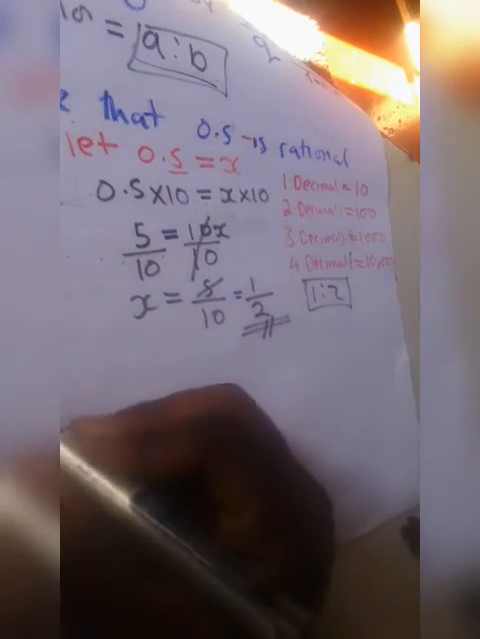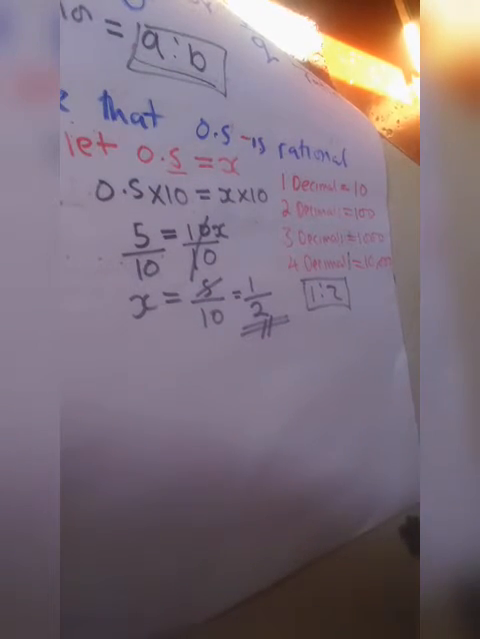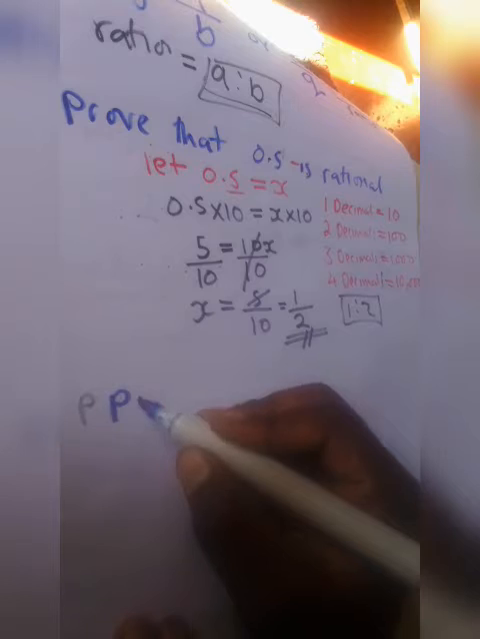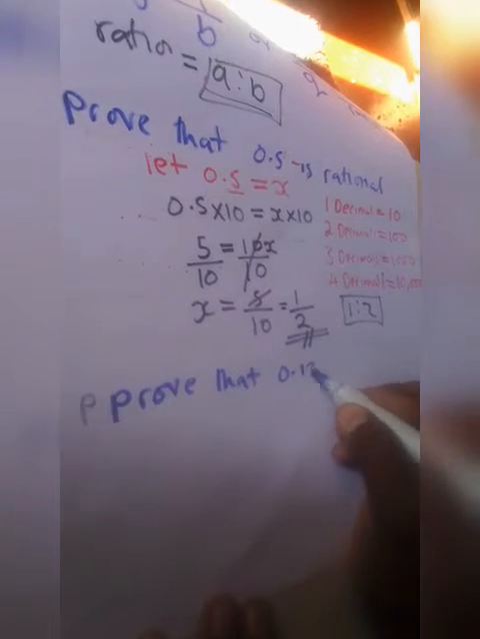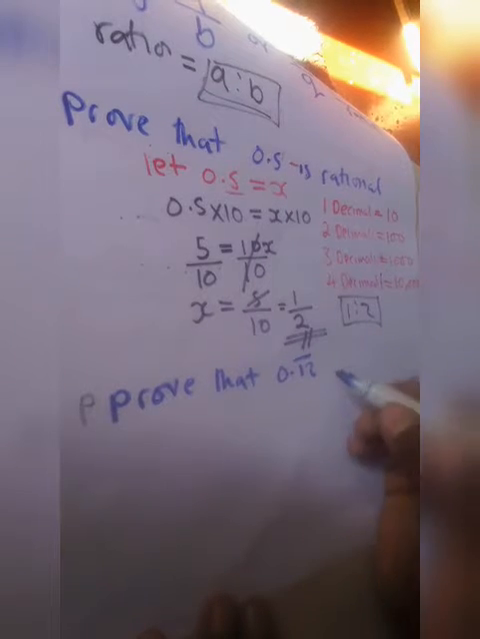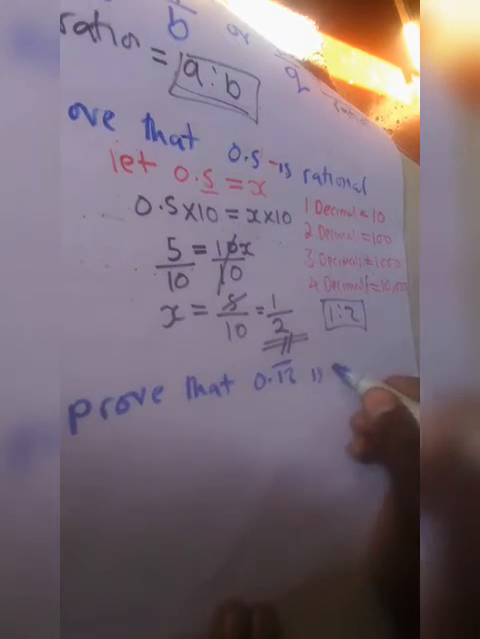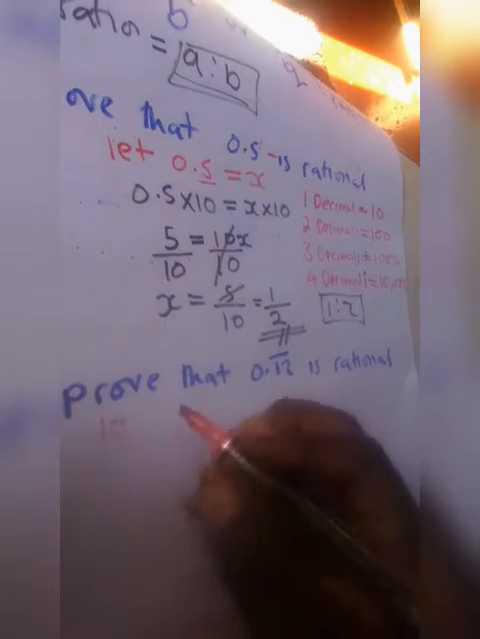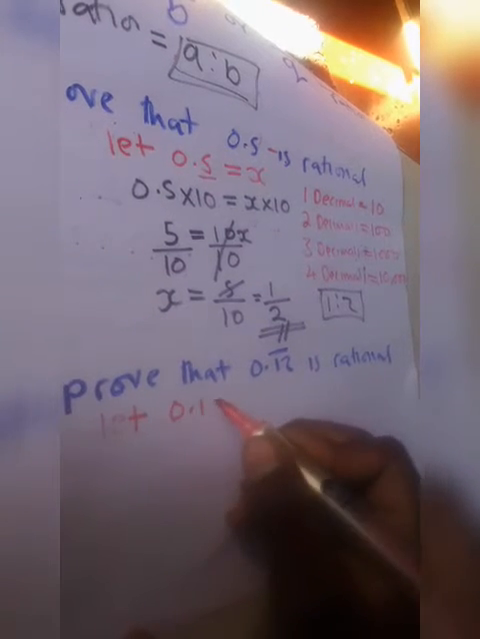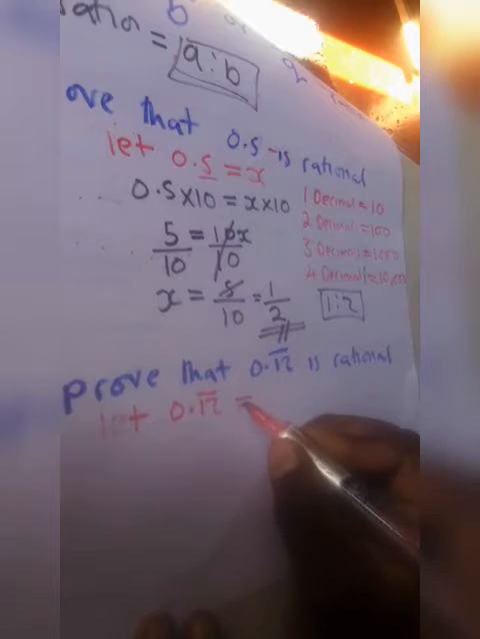So prove that, let me use a different marker. Prove that 0.12 with the repeating bar is rational, which means we have to express this same number as well into a fraction form or ratio form to prove whether it's rational or not. So how do you do that? Let's do it the same way we did to that one. We say let 0.12 with a repeating bar be equal to x.